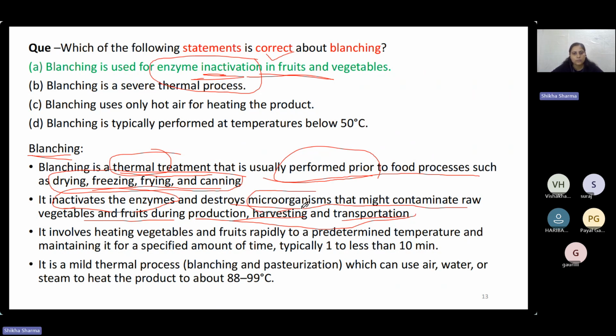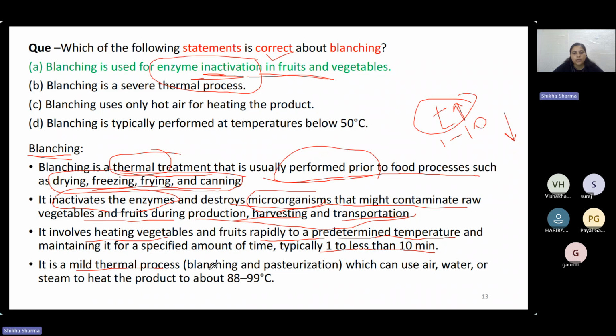to remove some microorganisms. Then it involves heating the vegetables and the fruits rapidly to a predetermined temperature. First heating will be there, the high temperature will be there, and maintaining it for a certain specified amount of time, like 1 to less than 10 minutes. It will hold this particular temperature, and then the product will be cooled down. So it is a mild heat treatment.